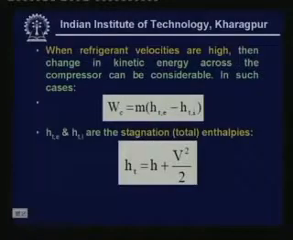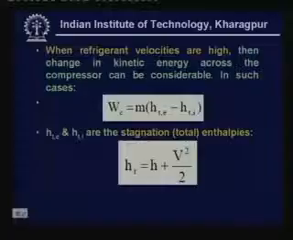When refrigerant velocities are high, the change in kinetic energy across the compressor can be considerable. So far we have assumed that the kinetic energy change across the compressor is negligible. But in centrifugal compressors you find that the velocities can be quite high, and the kinetic energy change could be quite considerable. So in some cases you have to consider the kinetic energy change; you cannot neglect it. If you consider the kinetic energy change, how do you find the power input?